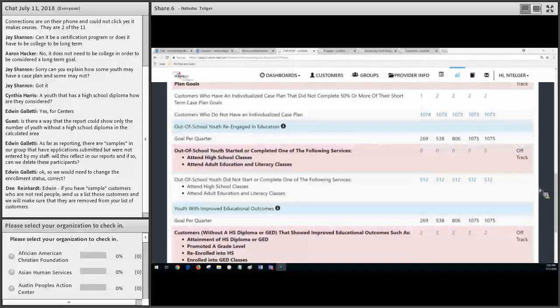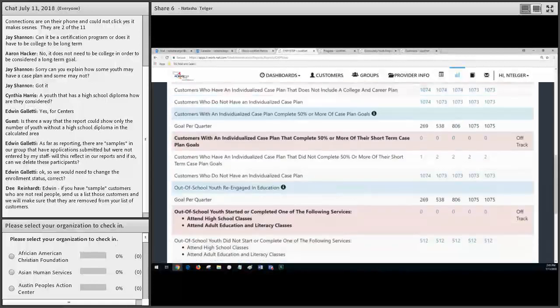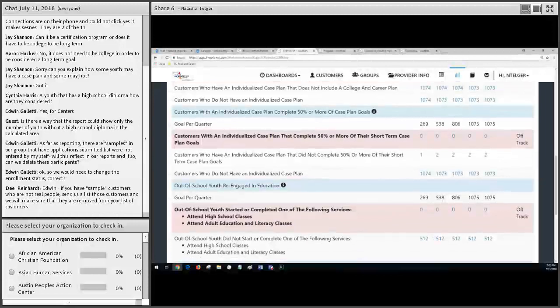Okay, so I think, Natasha, Steve is responding to Edwin there, as far as, would we need to change the enrollment status? I guess it's not so much the enrollment status, it's just updating the youth's progress, right? As the youth would maybe transition from out of school to in school, we would mark that change, right?